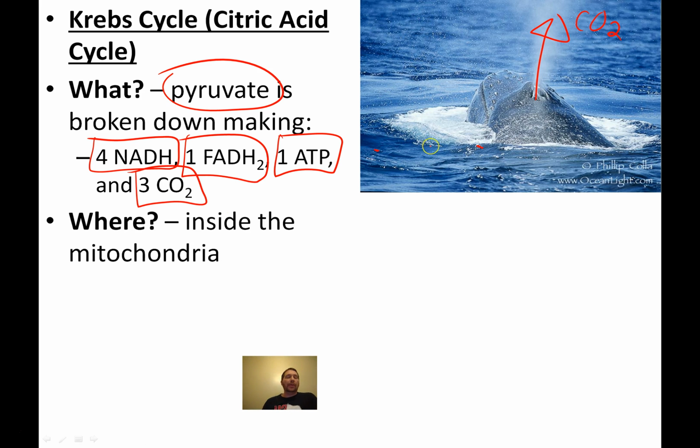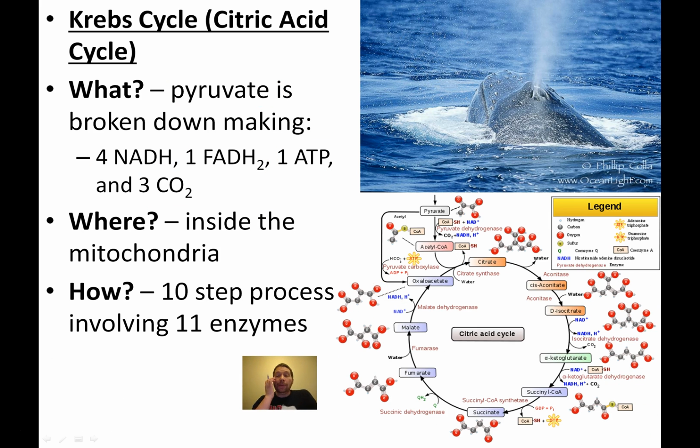Now, where does all this magic happen? I told you that glycolysis happens in the area around the mitochondria. The Krebs cycle actually happens inside of the mitochondria. So how does all this happen? Well, just like glycolysis was carried out by enzymes, the Krebs cycle does the exact same thing. We start out with pyruvate right here, and it's going to go through all of these different steps. And here you can actually see the names of the enzymes that do each of these steps. So it's going to go through this 10-step process involving 11 different enzymes, and ultimately along the way we're going to end up making the stuff that we want.